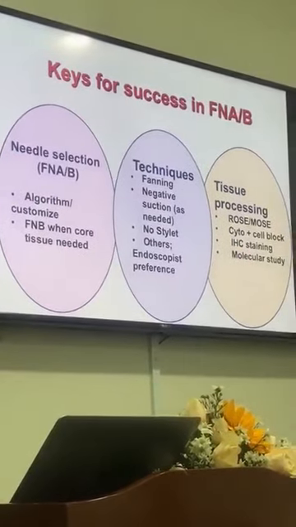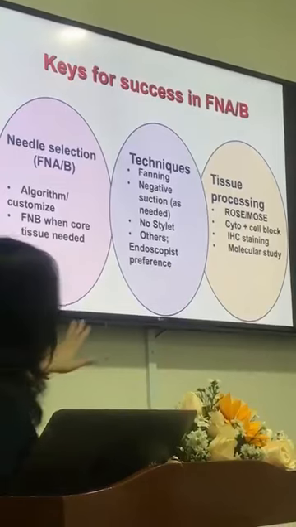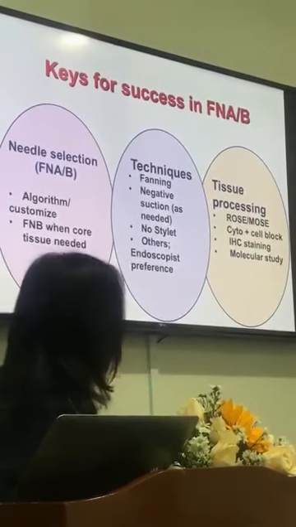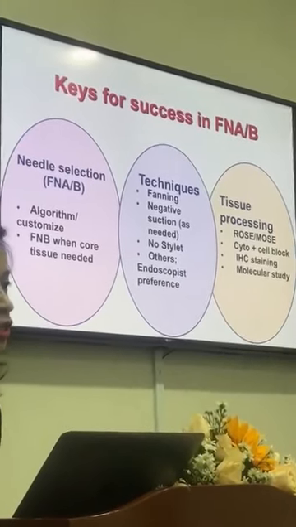So to conclude, I think the needle selection, different techniques, and tissue processing, these are the three key elements to improve your tissue acquisition yield by EUS.